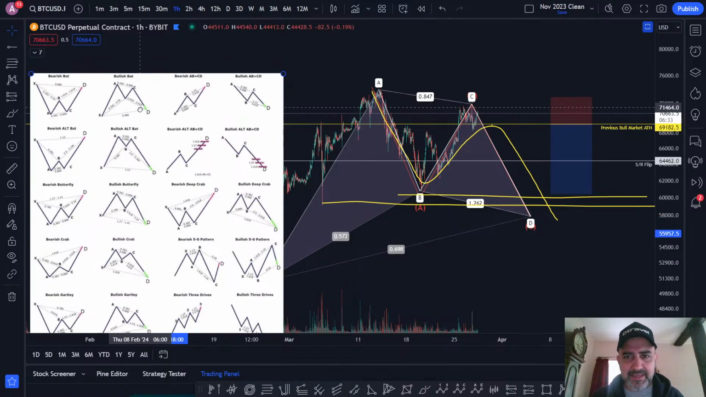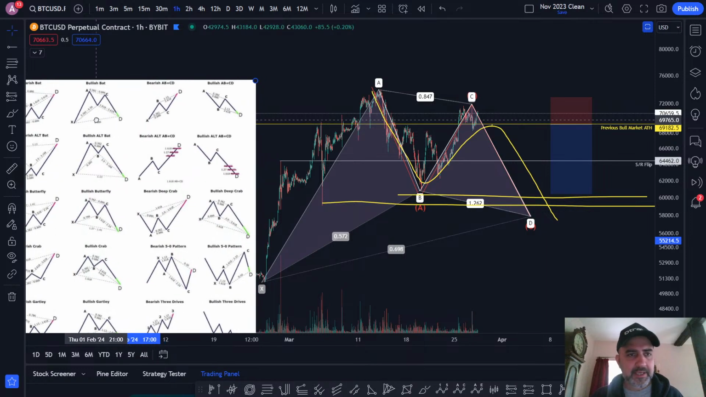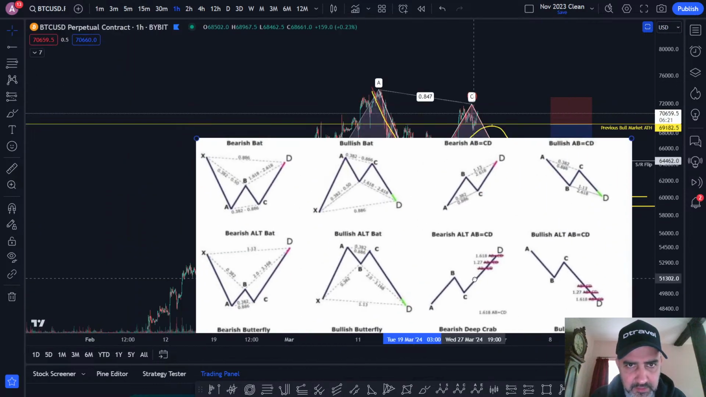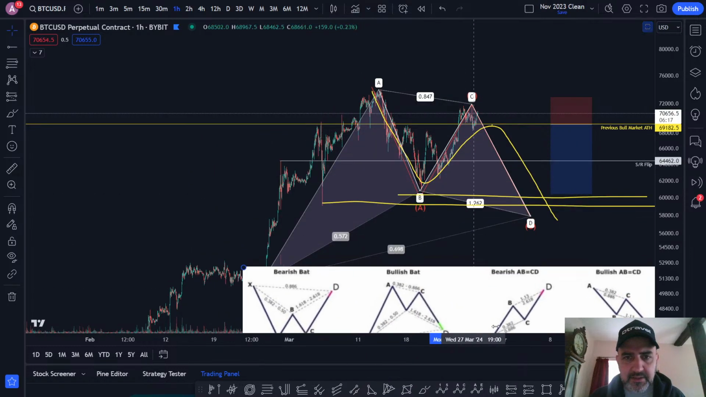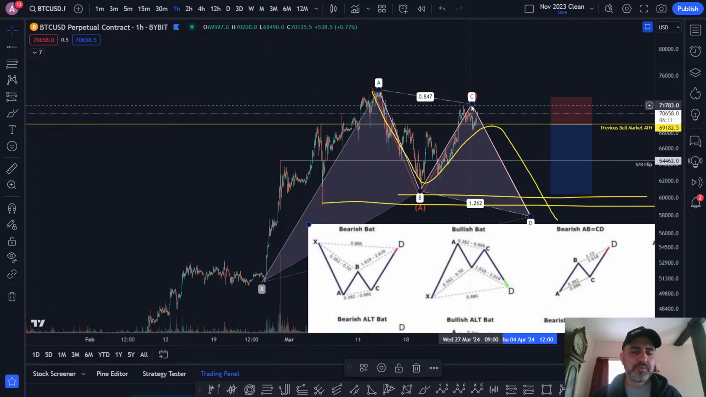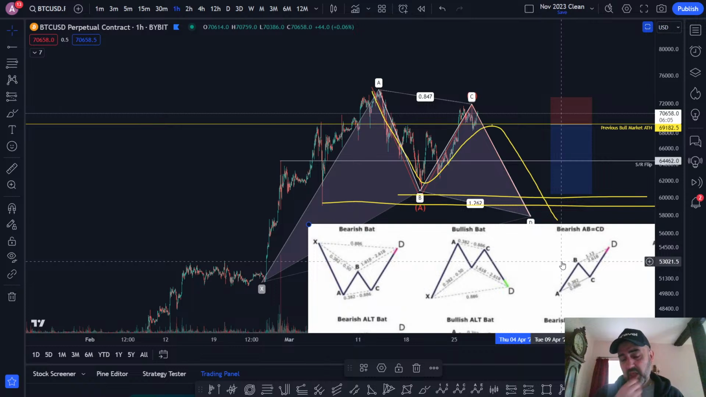But it says bat here. Which bat? Okay, I can go with bat. They've called it bat here. See that one there? This bullish bat, X, A, B, C, D. If that pivot holds, and this is a diamond, then we're at the C of a bullish bat. Okay? Potentially.